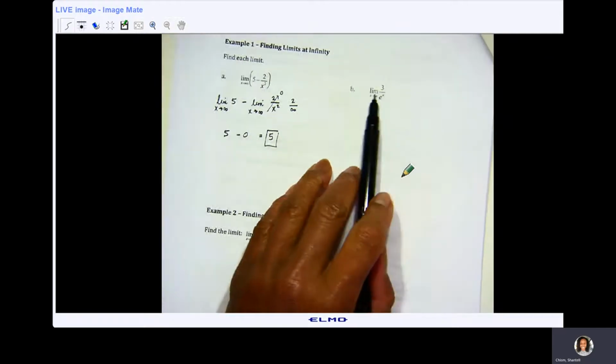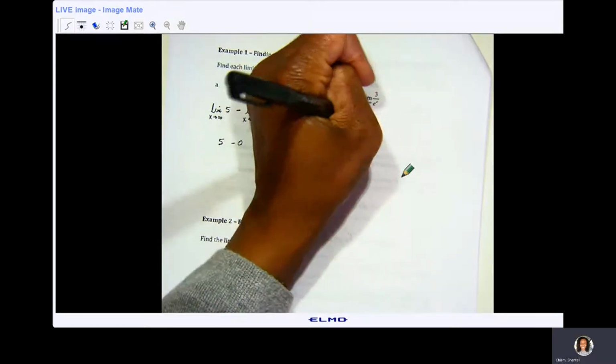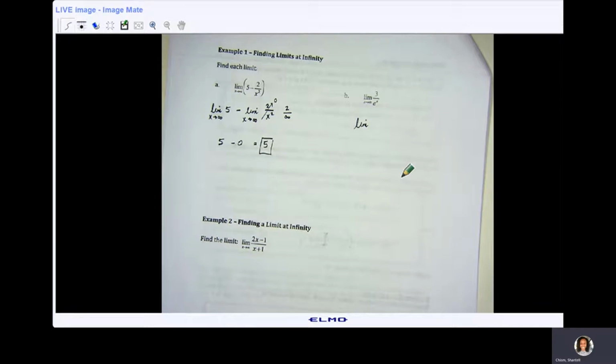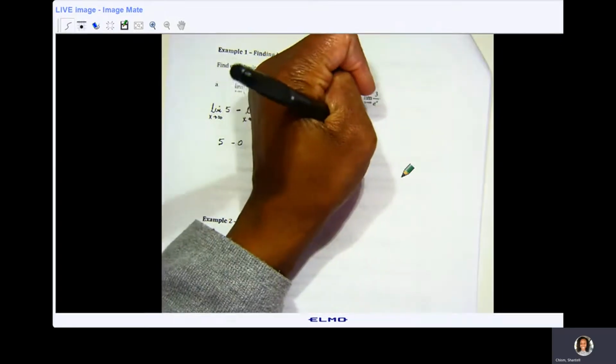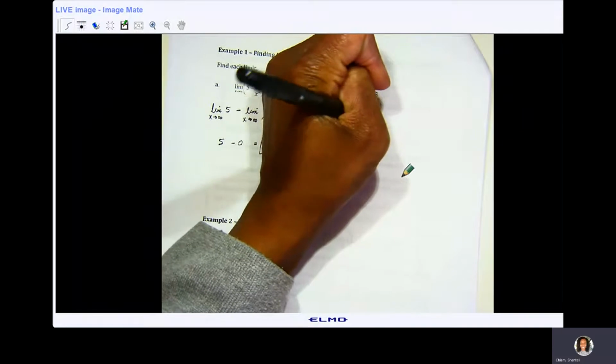All right, let's look at this one. The limit as x approaches infinity of 3 over e to the x. Well, the first thing I'm going to do, instead of having this as a quotient, is express it by moving e to the x to the top so that I can think about that previous theorem. So the limit as x approaches infinity of 3e to the negative x.